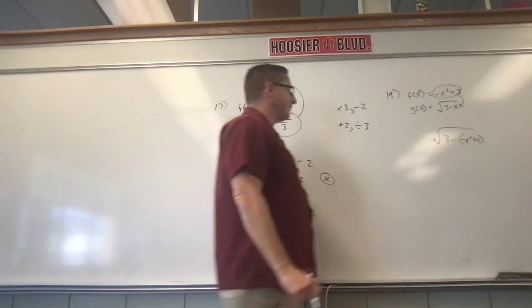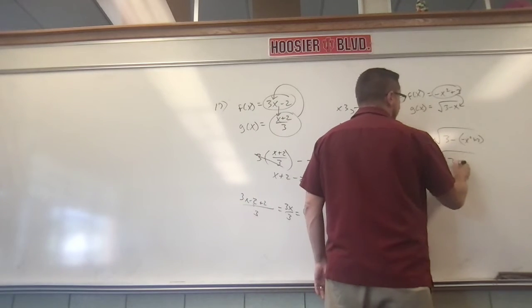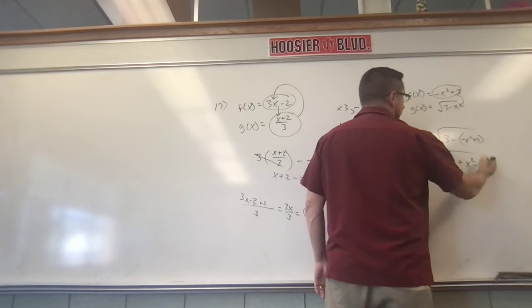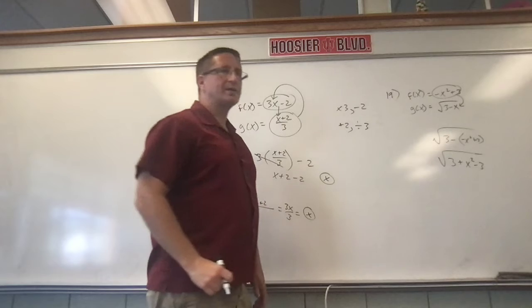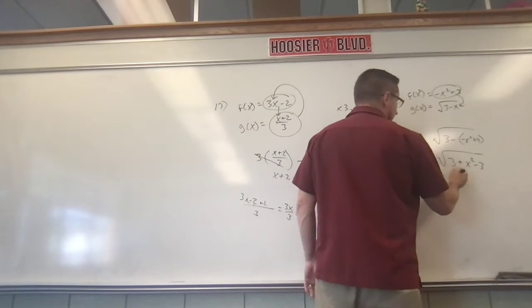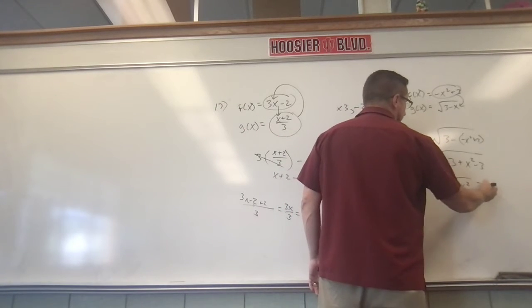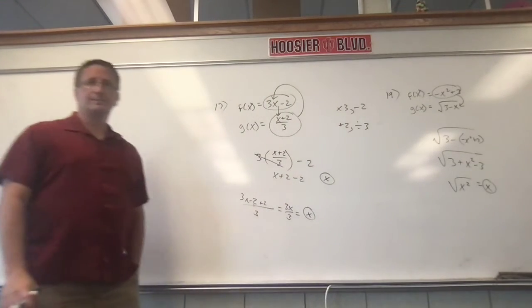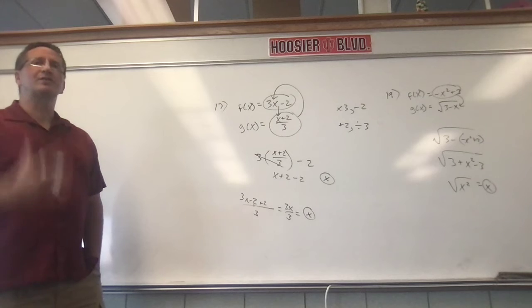Let's clean this up. Distribute the negative sign. Minus minus is plus plus. Minus 3. We put together 3 and negative 3. Those cancel. So we have radical x squared, and radical x squared is x. We're just proving, they're saying these are inverses.